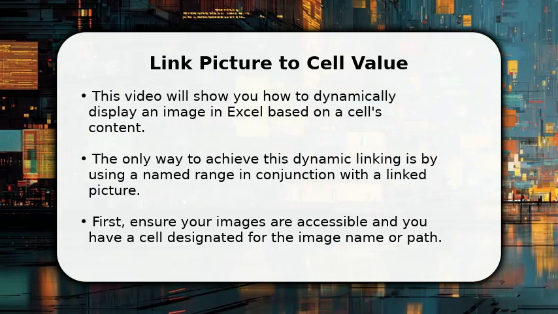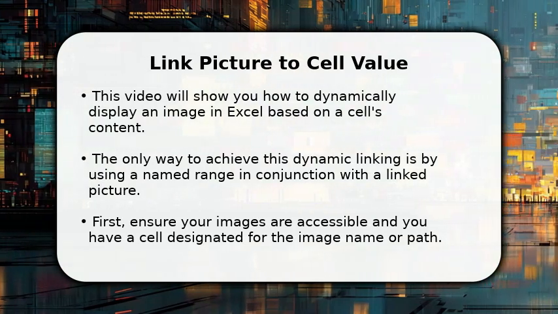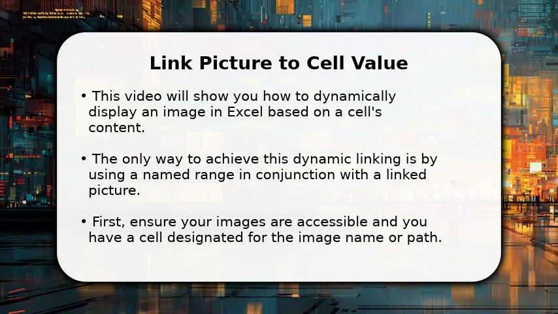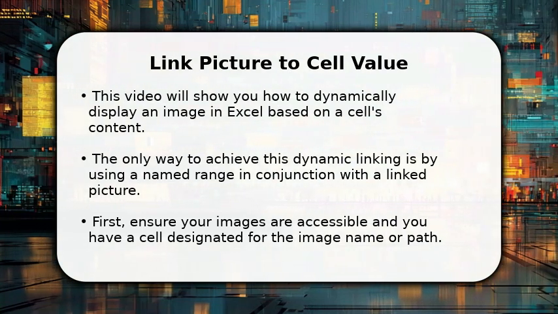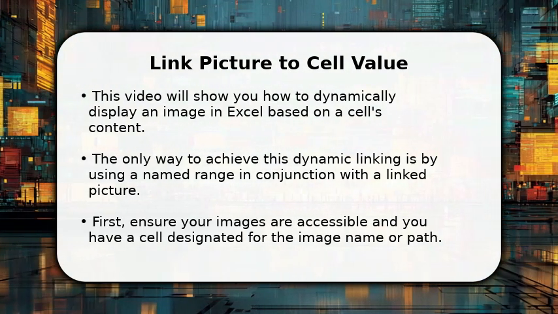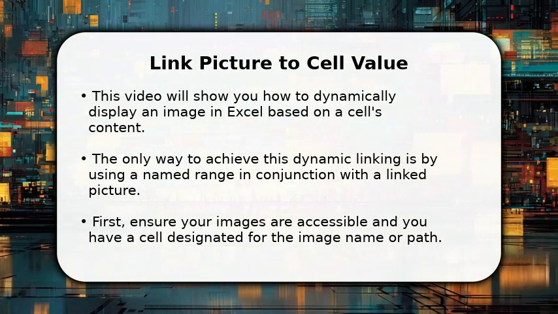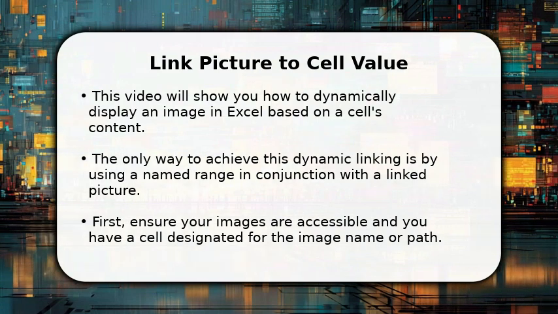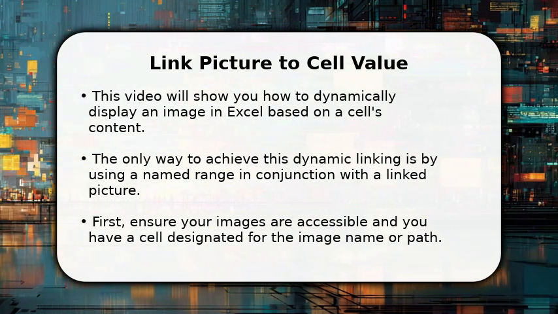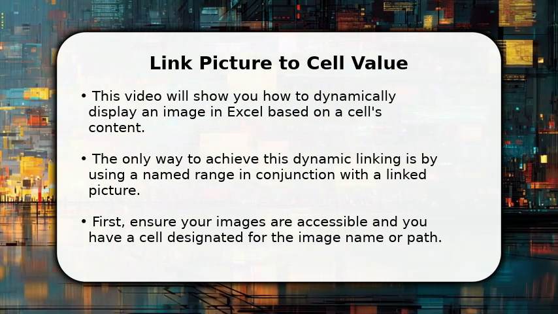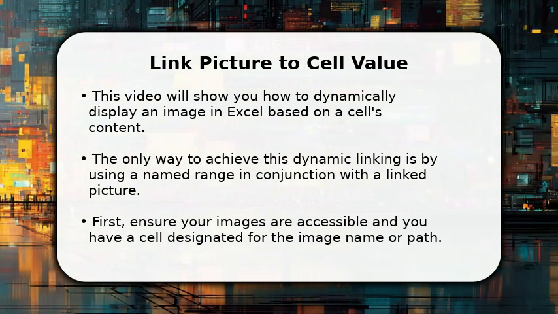In this video, I will show you how to link a picture to a cell value in Excel. This powerful technique allows an image to dynamically change based on what's written in a specific cell. The core of this method involves creating a dynamic named range and then linking a picture object to that range. We'll start by preparing our data and understanding the fundamental concept behind this unique Excel feature.